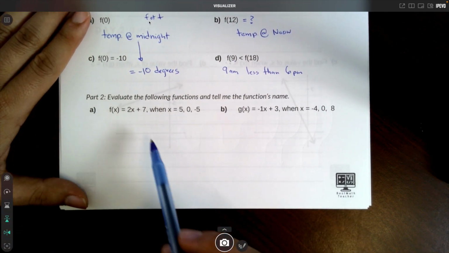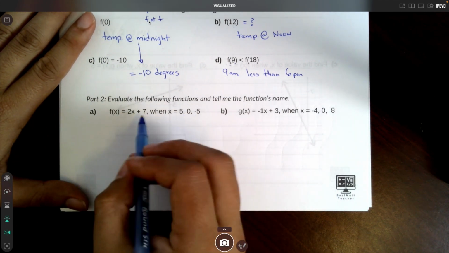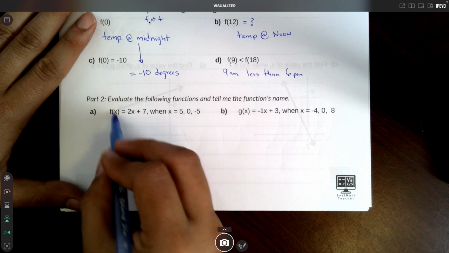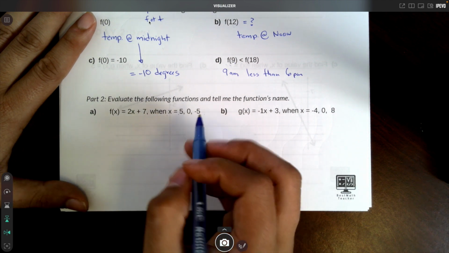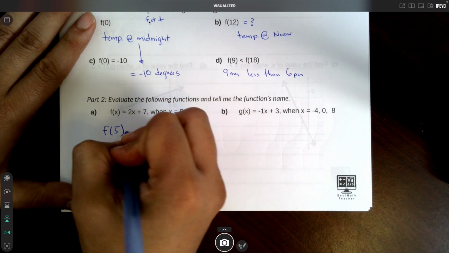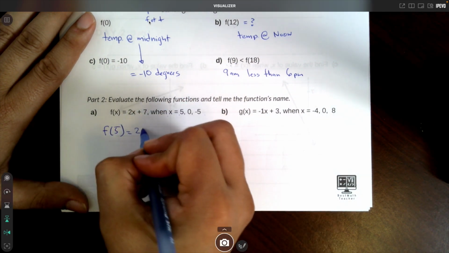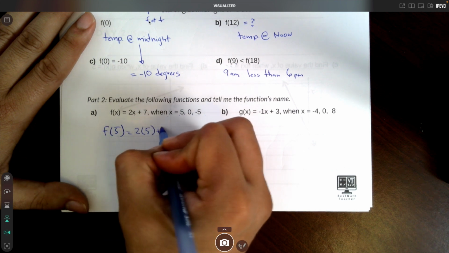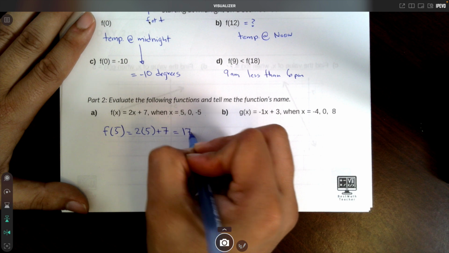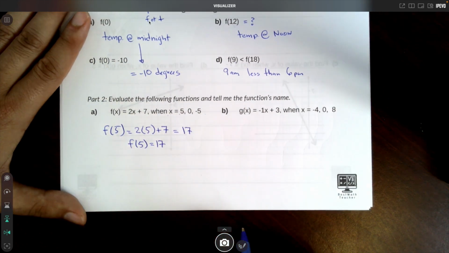Part 2, evaluating the function. So again, what's cool about a function is I can say, okay, if I want to know what this is when x is 5, 0, and negative 5, I just do f of 5 equals, and then I replace x with 5. So this is 2 times 5 plus 7. So 2 times 5 is 10 plus 7 equals 17. So f of 5 equals 17.